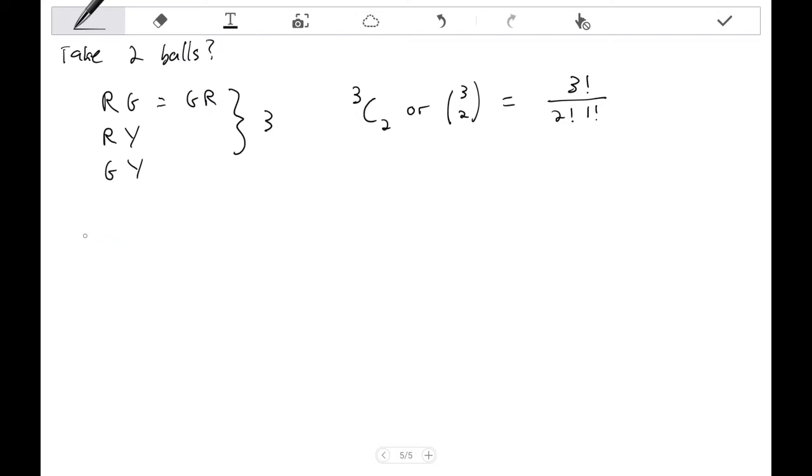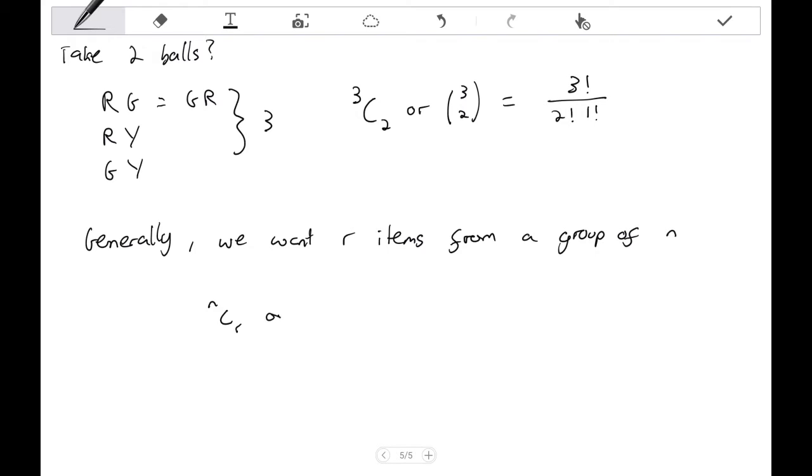Okay, so generally, we can say if we want r items from a group of n, we can write n choose r, or n r in vertical brackets, which would be equal to n factorial over n minus r factorial, r factorial. Okay? Good.